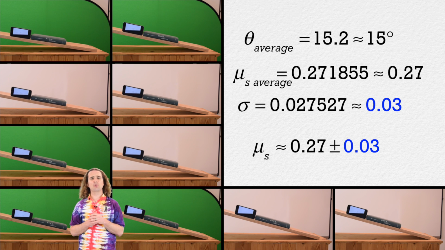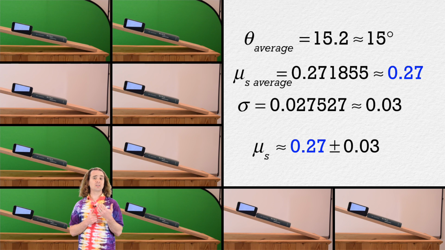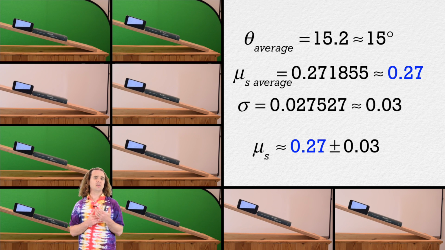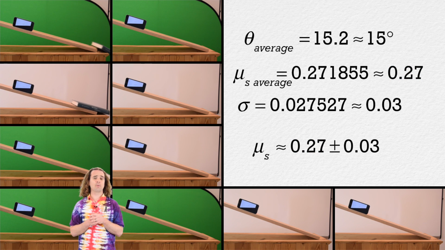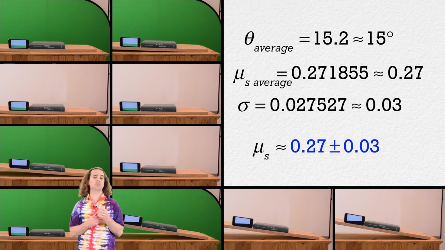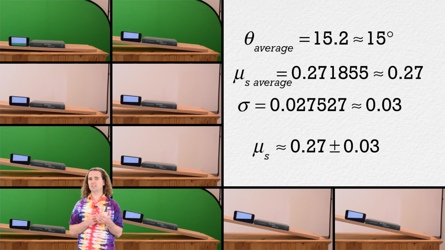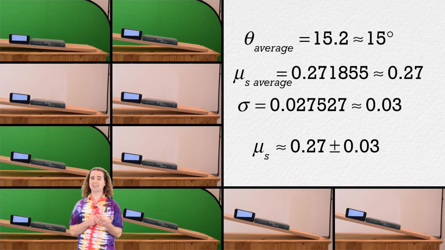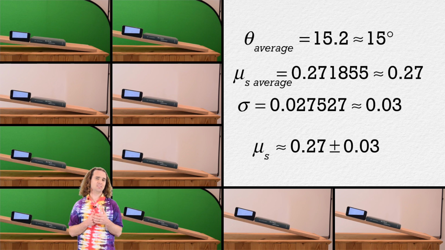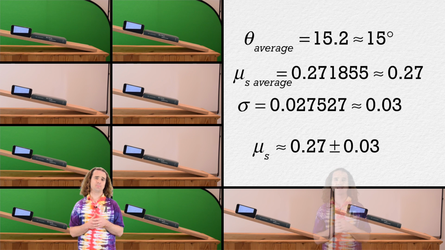So rather than reporting the coefficient of static friction as 0.27, to include the uncertainty, the coefficient of static friction should be reported as 0.27 plus or minus 0.03. Physics textbooks and problems often illustrate coefficients of friction as exact numbers. However, as this example clearly demonstrates, they are not.